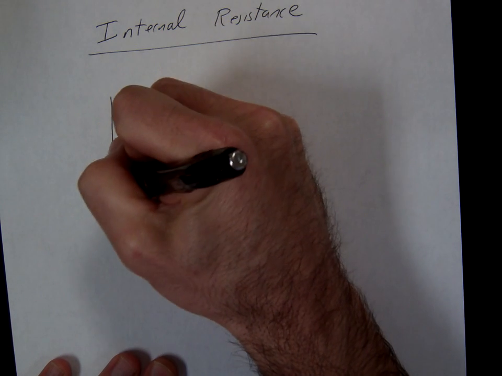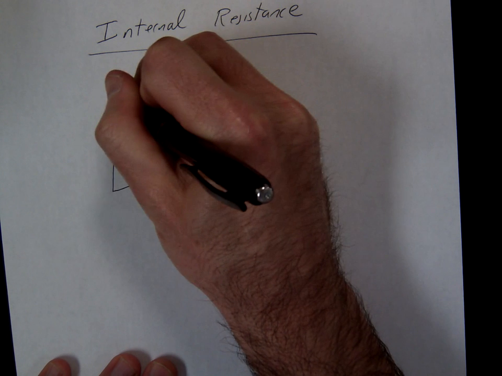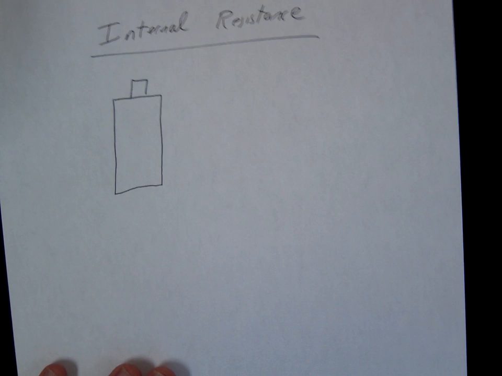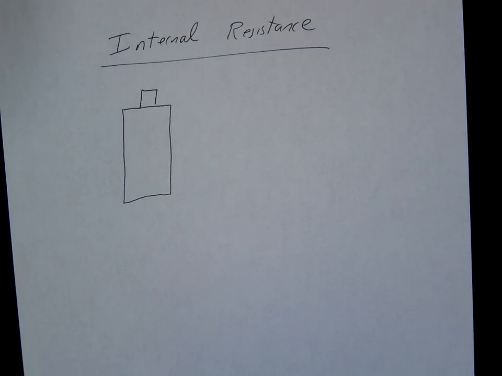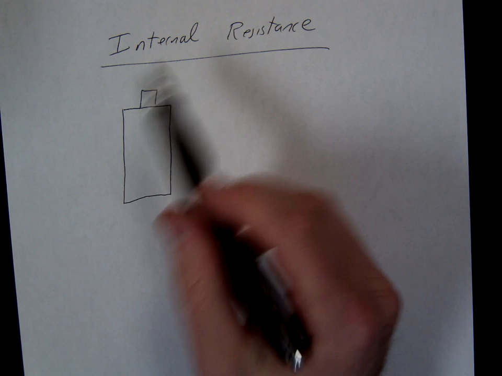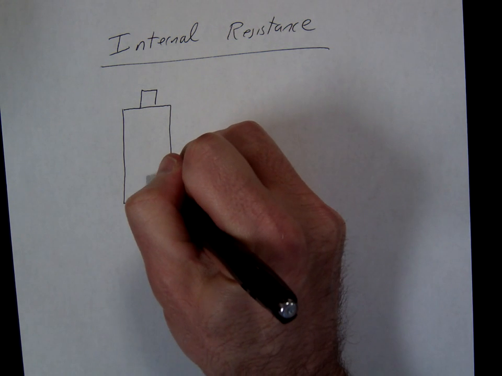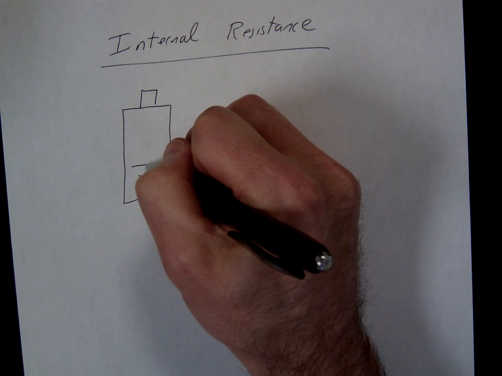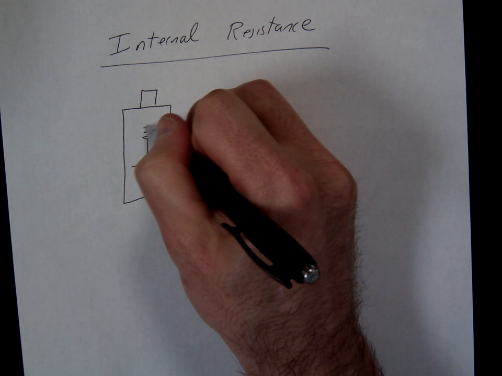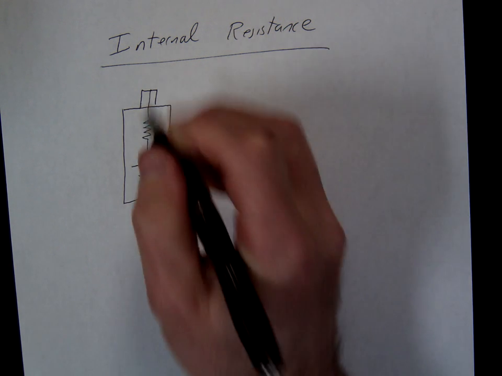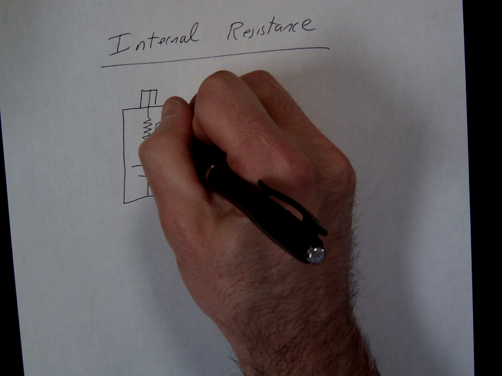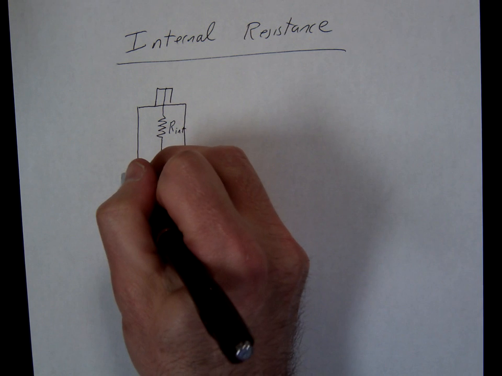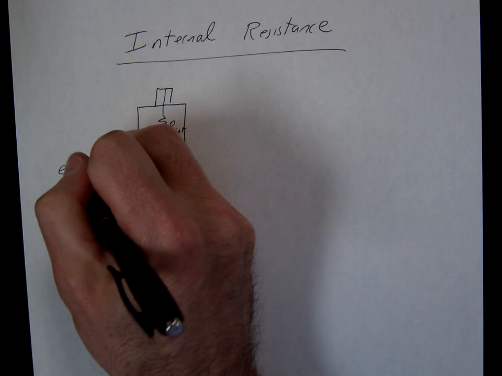Let's say I have a battery in my circuit. Okay, say we have a battery. Now the battery can be modeled like this. We could have a voltage source on the inside of the battery, and we can have a little resistor which we call internal resistance. So this little voltage source on the inside we call EMF.